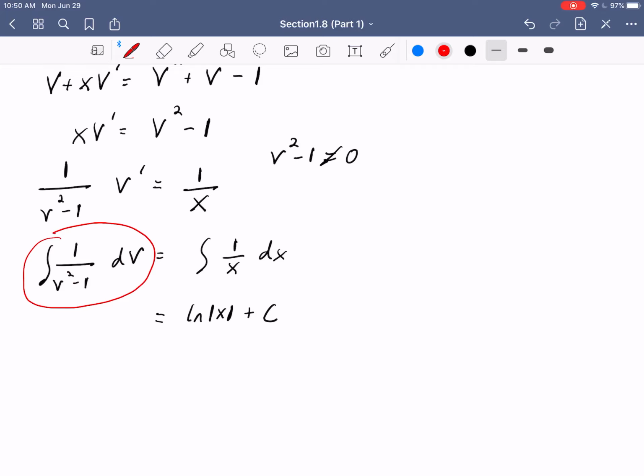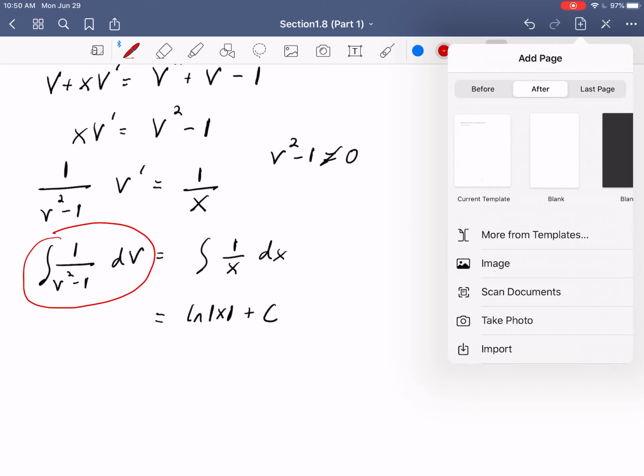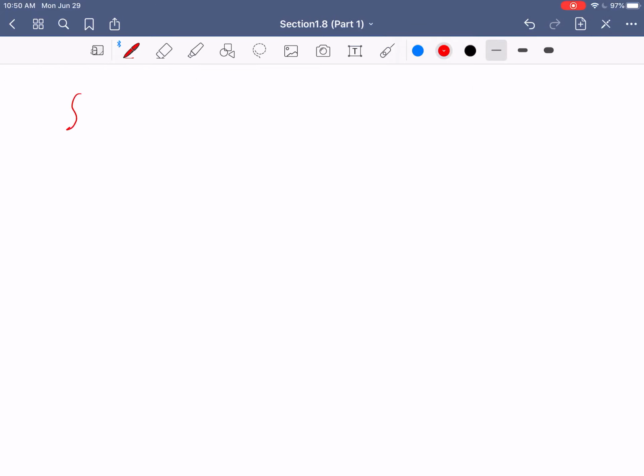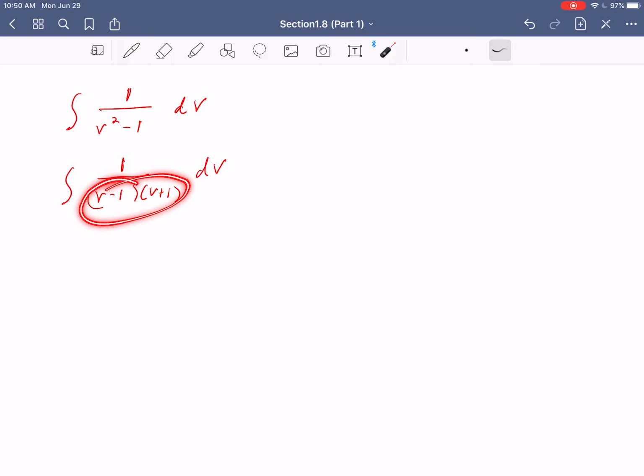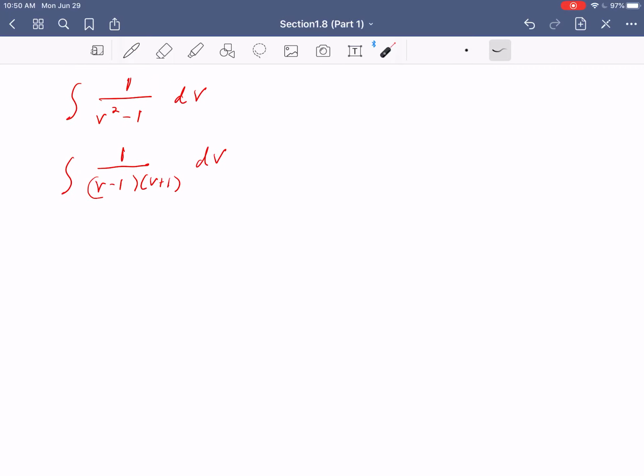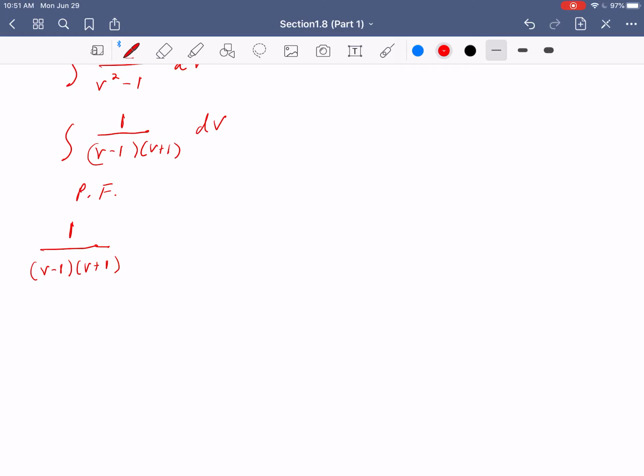So I'll probably go ahead and just do this on a separate page, and then we'll come back. So let's go ahead and integrate 1 over v squared minus 1 dv. So we can think about that as 1 over v minus 1 times v plus 1 dv. So we can split that up into its two factors there. Then we can try partial fractions. Well, I say try, but we know partial fractions works. Partial fractions will always help us take care of a rational integral.